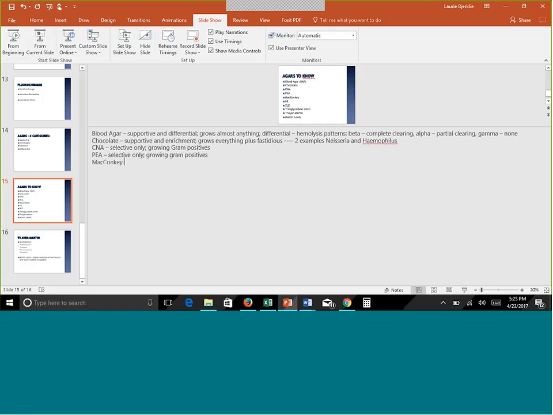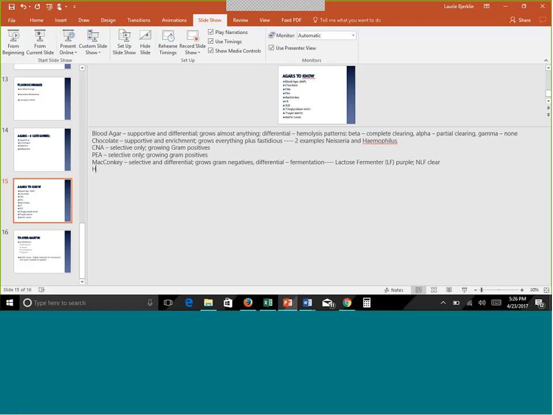MacConkey agar is selective and differential. So it is selective because it grows gram-negatives, and it's differential based on fermentation characteristics. So in this one, if we have what we call a lactose fermenter, LF for short, that would be that purple color on the colony. If it was a non-lactose fermenter, NLF, it would be clear or colorless colonies.